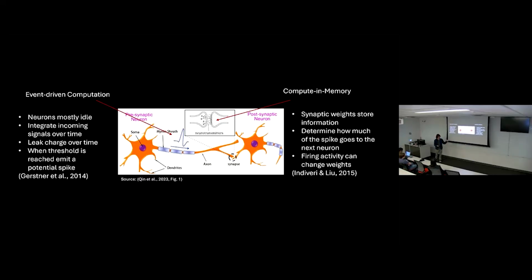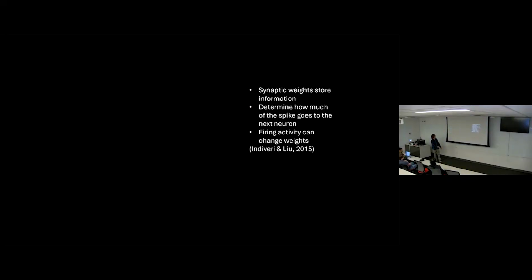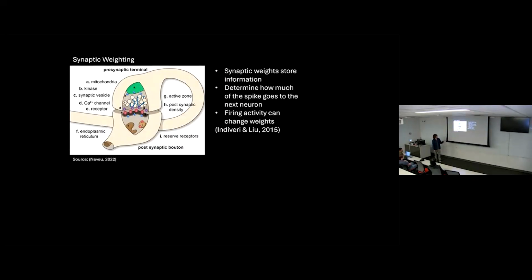And then the firing activity can change the synaptic weights. So that's how you learn. And if 2 neurons fire at the same time, you can change the weight. So we need to emulate synapses.